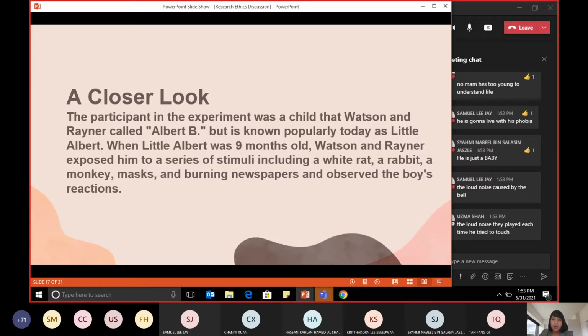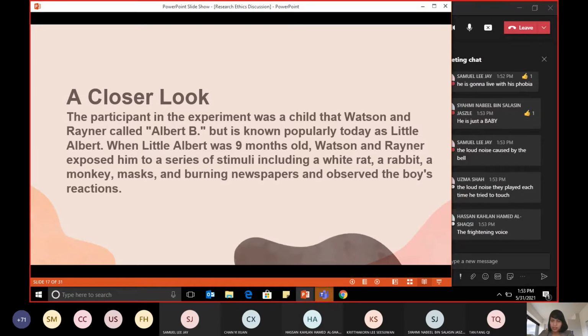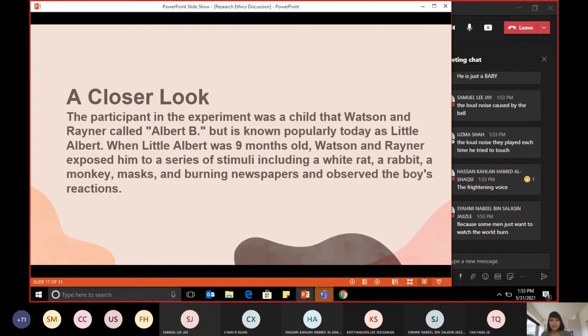Okay, because of the loud noise. Earlier when they showed the animals and he played with the animals, he touched the animals just like another normal baby. But then when they tried to combine the presence of the animal and the loud noise, he was scared. He felt like, oh, these are something terrifying. This animal is terrifying. These animals are terrifying.